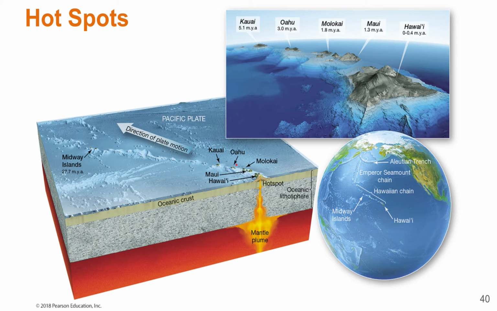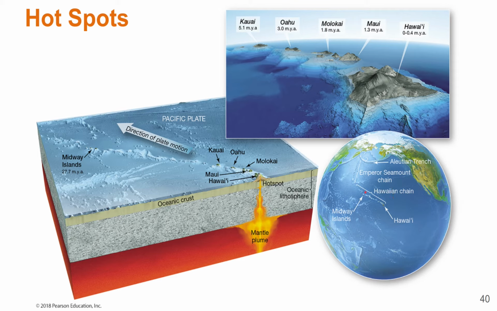Molokai, Oahu. Someplace in there is Kaho'olawe, Kauai. Kauai about 5 million years old, Oahu about 3 million years old, Molokai about 1.8, Maui about 1.3, Hawaii, I don't know, 400,000 or 500,000 to it's being formed right today. And then just offshore, there's the newest, Lo'ihi. That'll be above the water in about 10,000 years or so. The newest Hawaiian island is being formed as we speak.